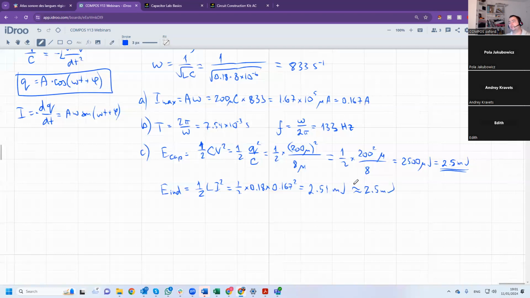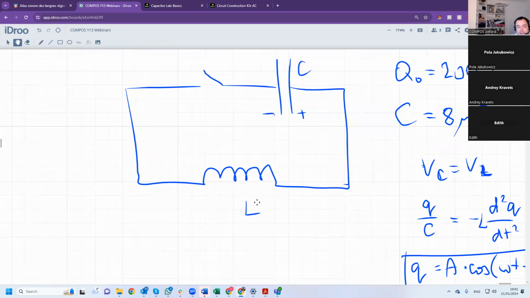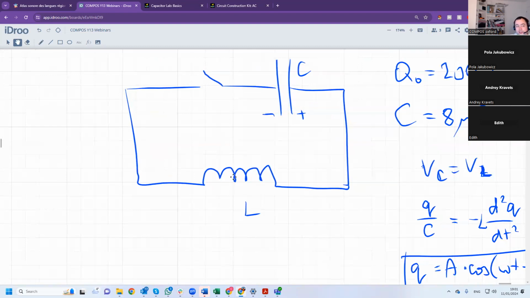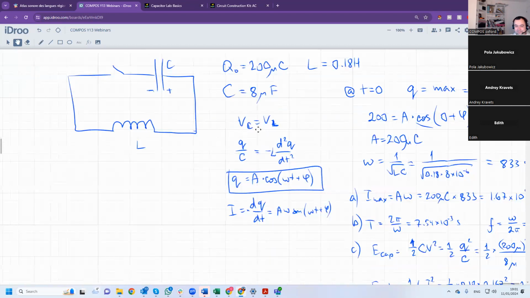And this should not come as a surprise to you, because when the capacitor is charged, it stores energy. And then when it discharges, when charge on the capacitor is 0, the current is maximum. So the energy of the inductor is maximum. So all the energy of the capacitor goes into the inductor. And then from the inductor, it goes back into the capacitor. So it goes from the capacitor to the inductor, inductor to capacitor. Right.